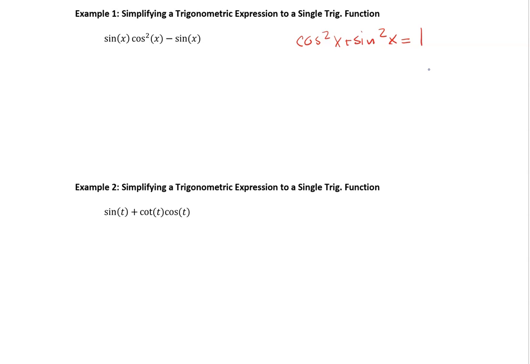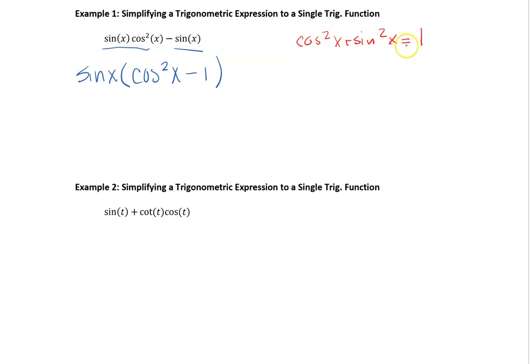For this one, what I want to do is, I see in this problem that I have two terms with signs on them, so I'm going to factor out a sine x, leaving me with cosine squared x minus 1. And I go, oh, cosine squared x minus 1 looks really similar to this over here, so let me manipulate this and plug this back in.